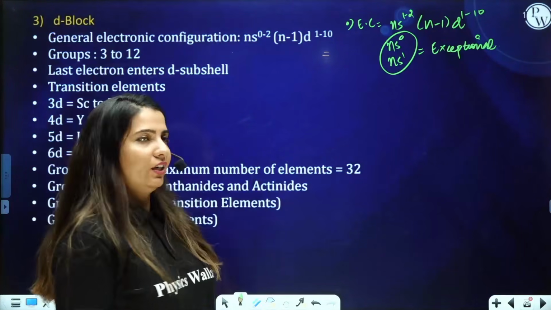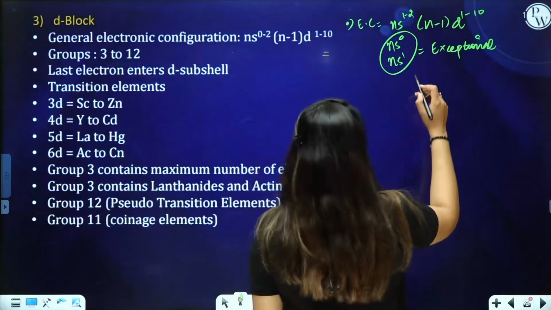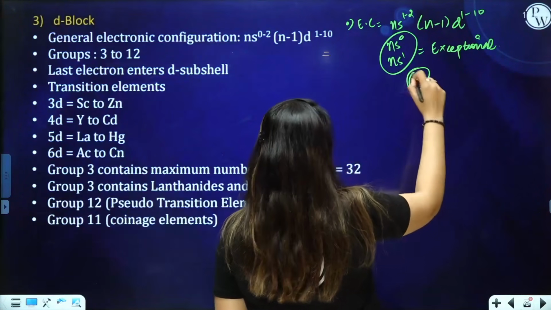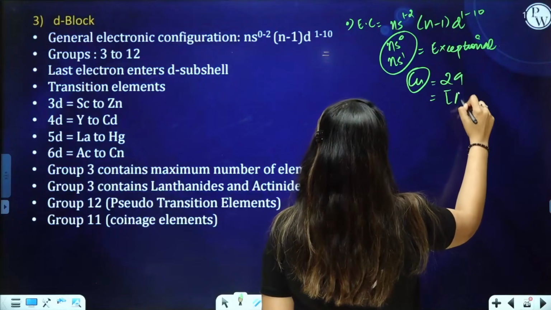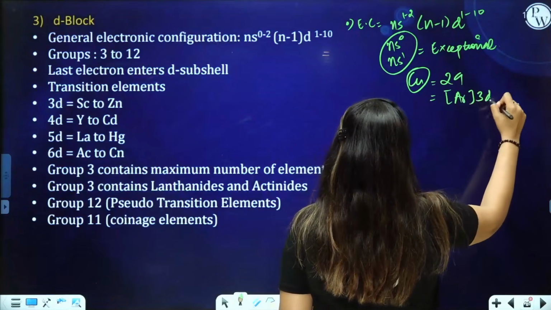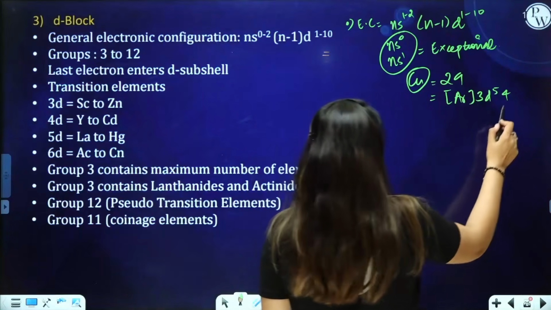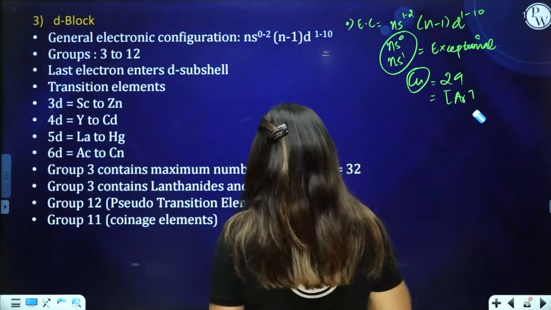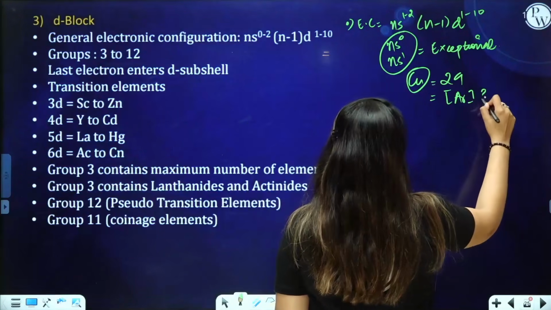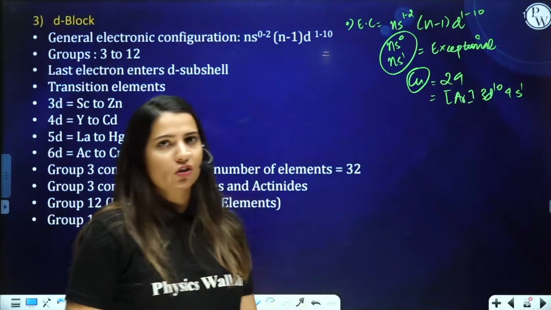These two electronic configurations are considered exceptional. Like if I say I have copper, copper has atomic number 29. I write it as argon 3d5, not 3d5, that is for chromium. I write it as 3d10 4s1. So you have an exceptional electronic configuration of s1.